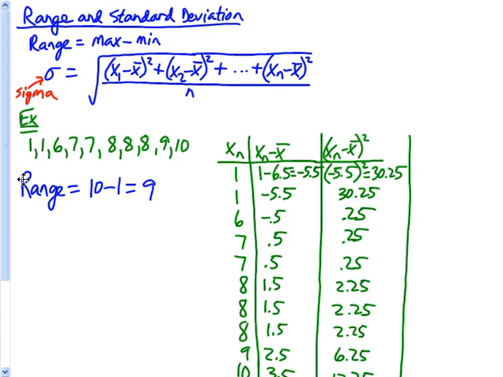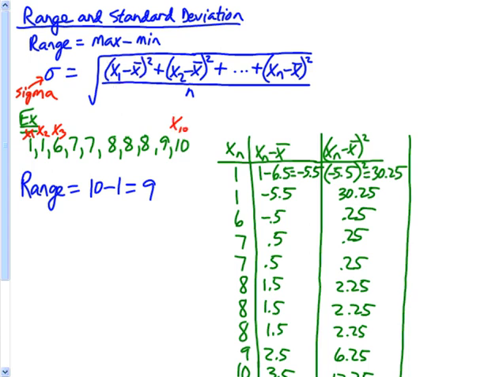X subscript 1, this is your x1, here's your x2 data, x3, and so on. This is your 10th number right there. So you notice right here, xn, I've listed all my data. You see it there, 1, 1, 6, 7, 7, 8, 8, 8. Anyways, right here, I'm going to find the difference between 1 and my average. What was my average? 6.5. So 1 minus 6.5, you see how I did it over there in the table?